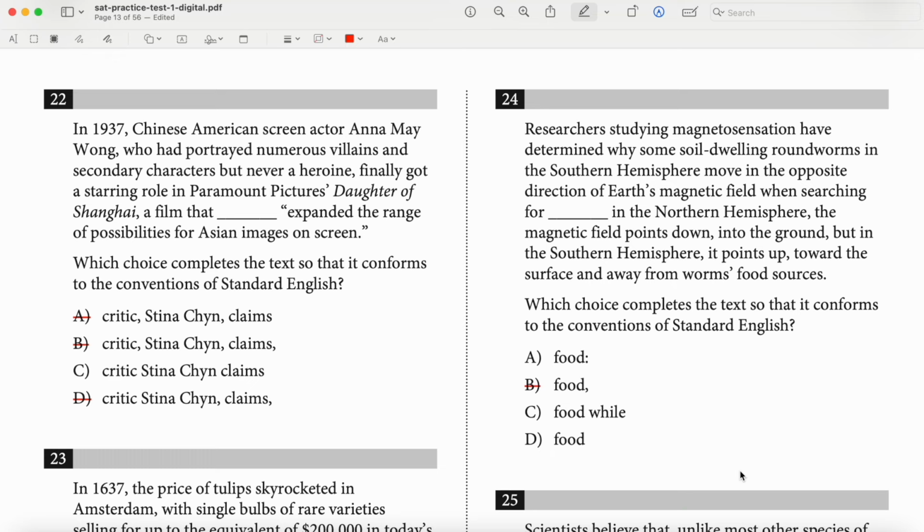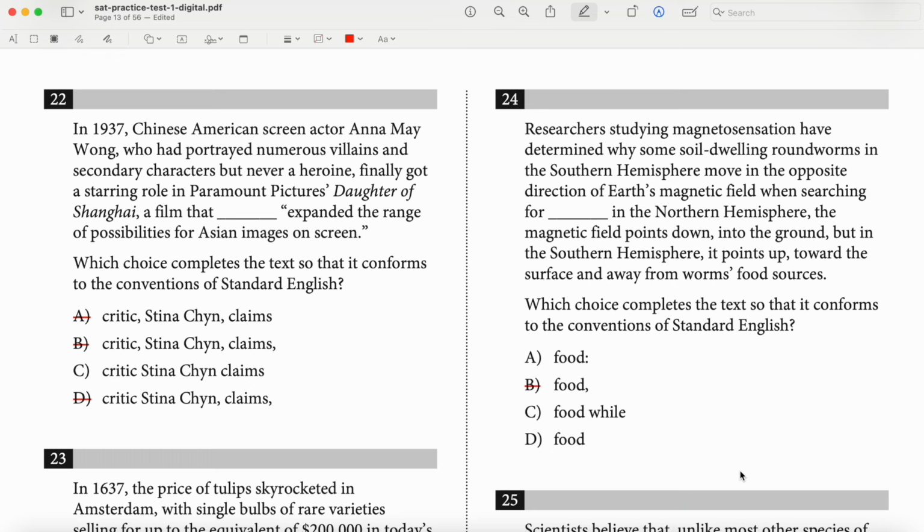Researchers studying magnetosensation have determined why some soil-dwelling roundworms in the southern hemisphere move in the opposite direction of Earth's magnetic field when searching for food, while in the northern hemisphere. The magnetic field points down. Ooh, okay. What's wrong with that? I mean, besides the fact that it feels off, which I think it does. Well, it's not really a contrasting statement, so I don't think it makes sense if they put while.